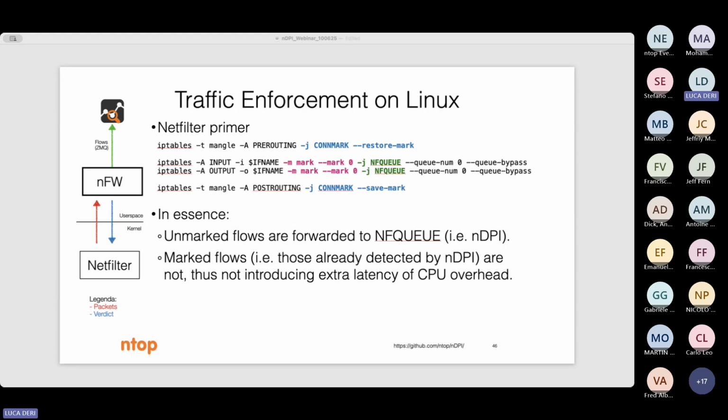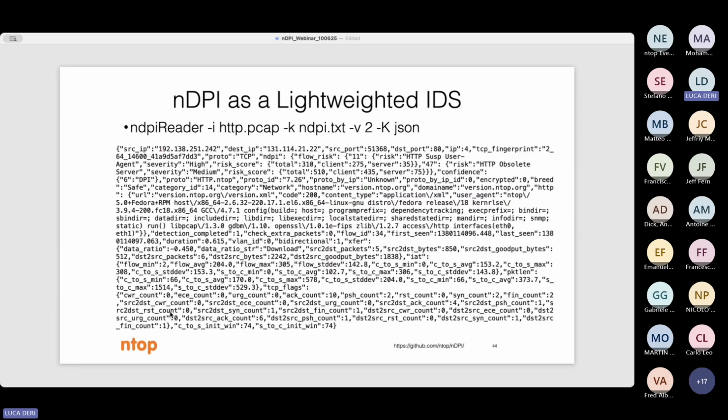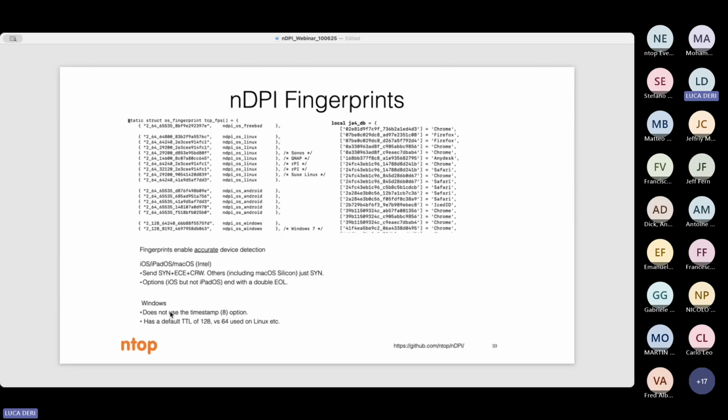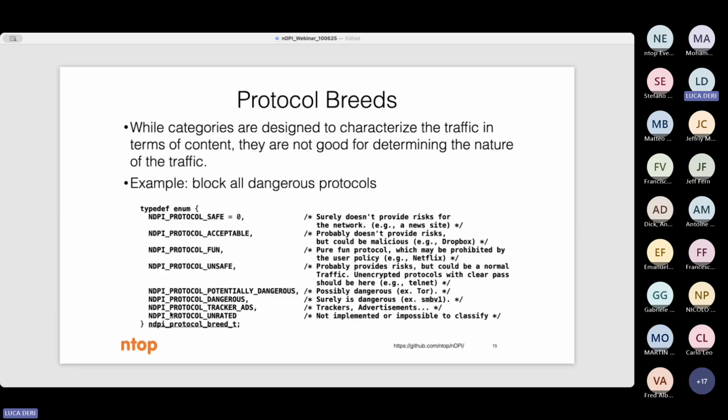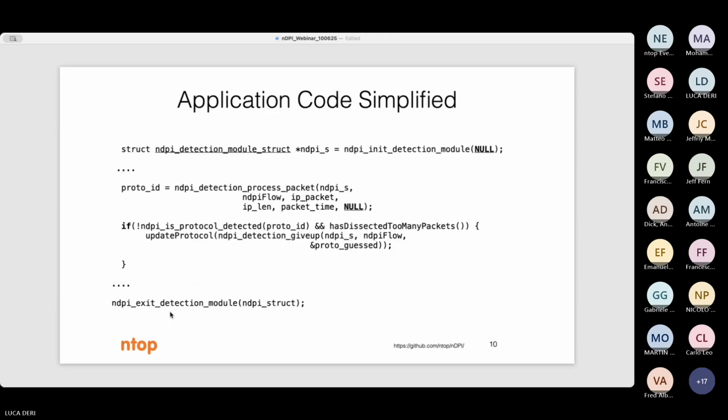In addition to that, we have high-speed tools, for example, nProbe Cento, that can do that at 100 gigabit. But again, you can create your own library, your own application. I'm showing you that the code is pretty simple, just a few calls to make. Going back to the slide, it's very simple. For every flow, you simply call detection process, and as soon as you have the proto ID returned, you're done. You can just decide what to do.